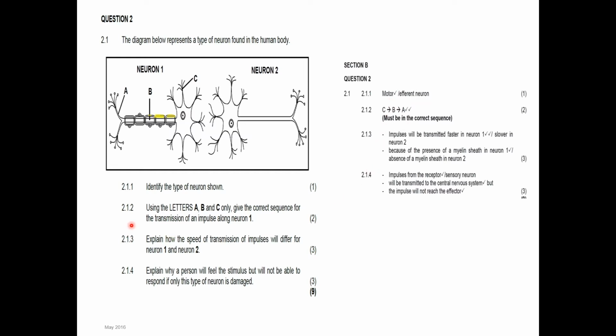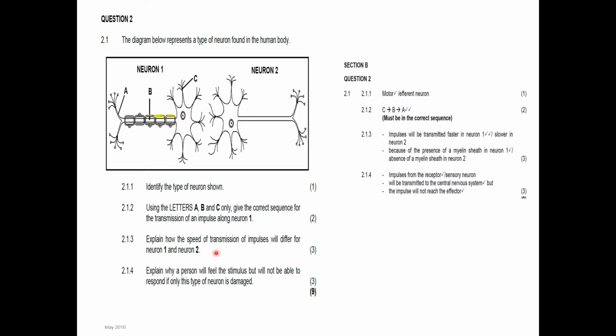Now, 2.1.2. Use the letters A, B, C and give the correct sequence for the transmission of an impulse along neuron 1. Now, we already know that dendrites, these are the dendrites, take the impulse to the cell body, and the cell body is the place where the nucleus is. So the impulse will enter here. The axon, which is this long part here, labeled B, will take the impulse away, and that's the terminal end plates. So the impulse travels into C, then B, then A. And that's how you write your answer. Because they're asking you sequence, remember to put arrows.